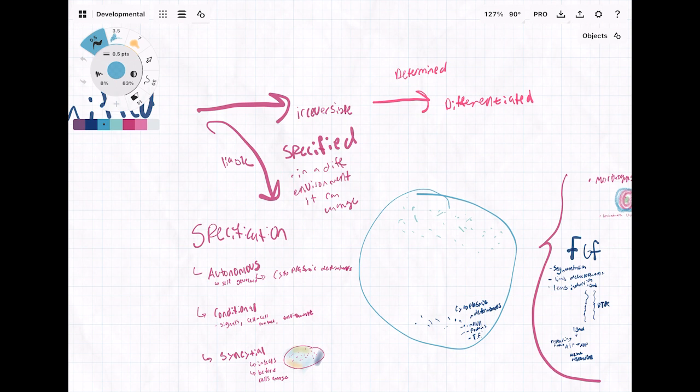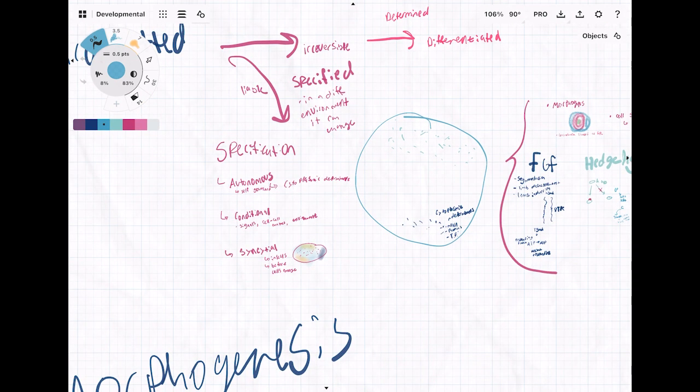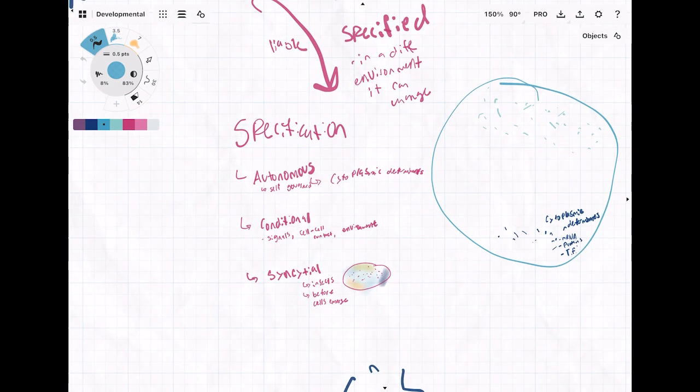But if you put that in a different environment, it can still switch back. So that's called reversibly specified. If you're specified, you're going to turn into the cell. If you're irreversibly specified, you're going to turn into that cell no matter what. So maybe the cell's not currently a nerve cell, but it's going to transform into the differentiated form of the neuron cell.